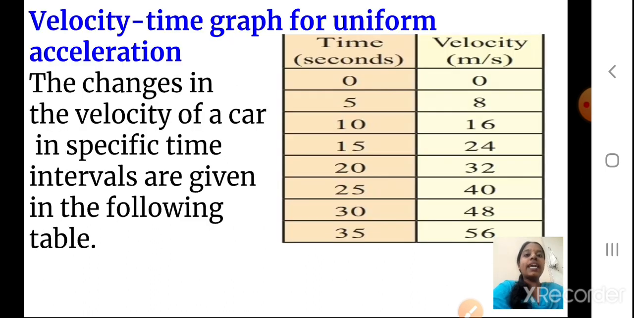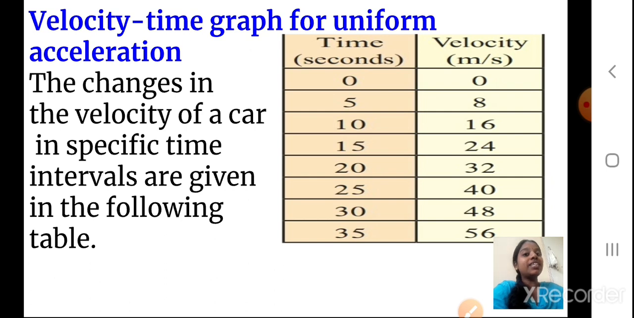Now velocity time graph for uniform acceleration. Now the changes in the velocity of a car in specific time intervals are given in the following table. You can see velocity is changing. 5, 10 are the time intervals. Velocity is given as 8, 16, 24, 32. Okay. Now here also you can see that the changes in the velocity are equal with respect to the changes in the time intervals. They are also equal. Okay.